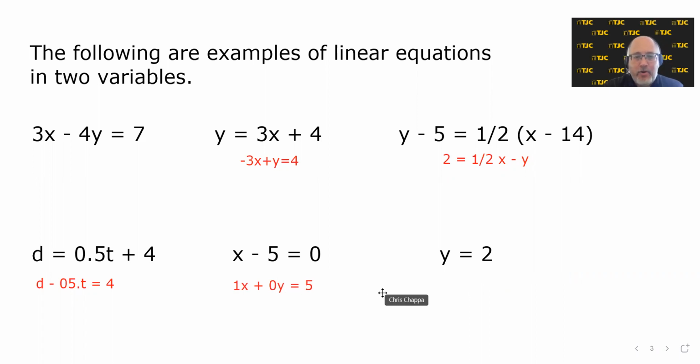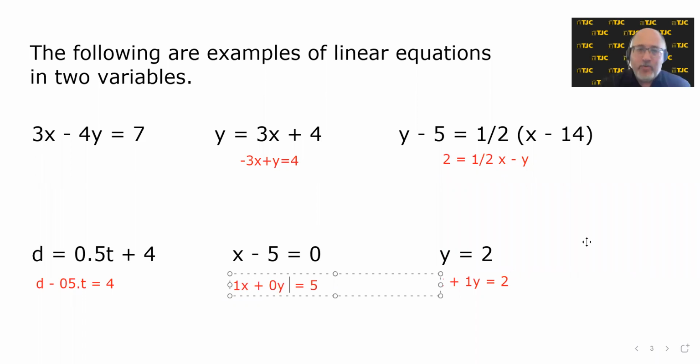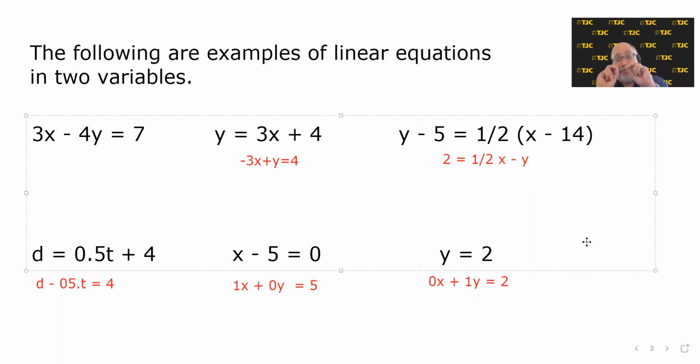I don't think I like that. Whoa, come back. What happened? Okay, well, I didn't mean for that thing to disappear, so I'm just going to type it real quick. I believe it said 0x plus 1y is equal to 2. And we'll put this one back in standard form. 1x plus, yeah, and you don't have to put 1x plus 0y equals 5, but if you really wanted to force it to look like something x plus something y equals something, then that's how you can make that happen.